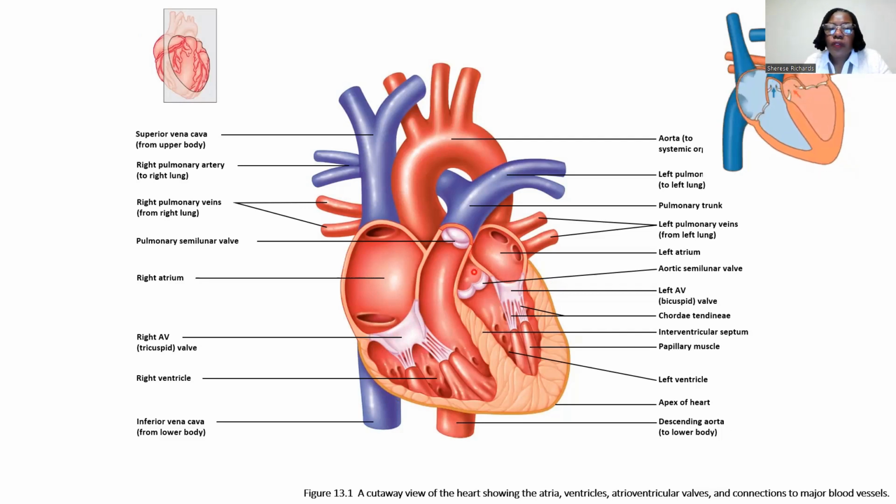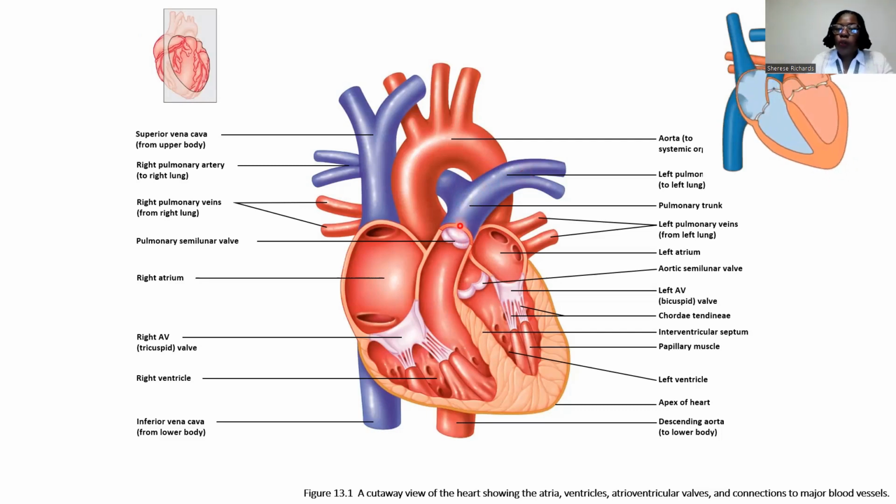The other two valves are the semilunar valves. So this valve here, which is in between the left ventricle and the aorta. So the aorta is sort of behind the pulmonary artery here. And so that's the aortic valve, the semilunar valve here is called the aortic valve. On the right side of the heart, the semilunar valve is called the pulmonary valve, and that separates the right ventricle from the pulmonary arteries, which are going into the lungs.